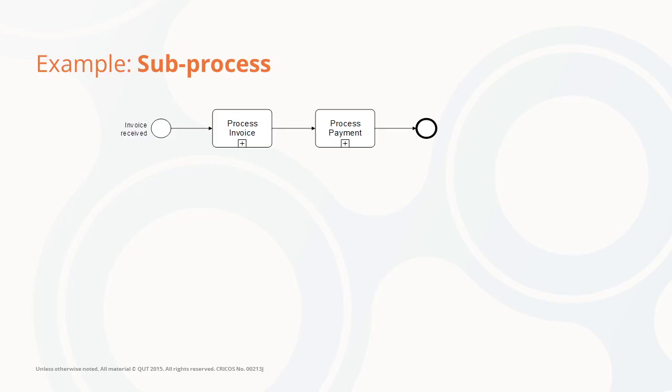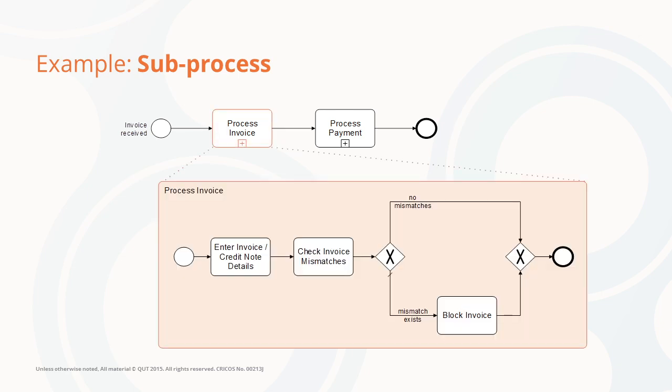So in this simple example, we have two subprocesses in a sequence: process invoice and process payment. However, I can take a look at this model at a lower level of granularity and then find out about the content of that first subprocess, process invoice. In order to process an invoice, we first need to enter the invoice or credit note details, and then we need to check the invoice for mismatches, which leads to two possible outcomes, and so on. So by collapsing the content of the subprocess, we can effectively hide its inner steps if these are not relevant to that particular target audience.